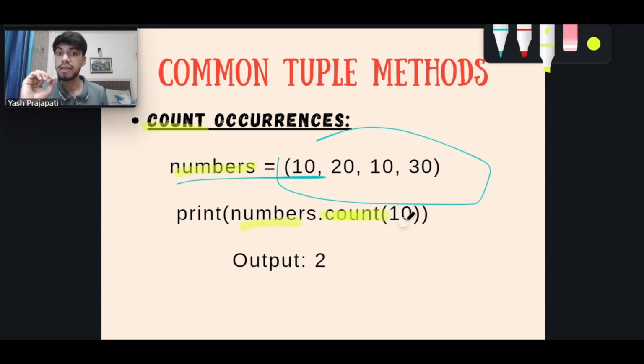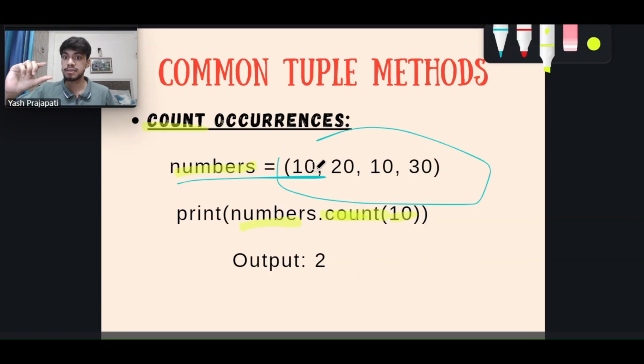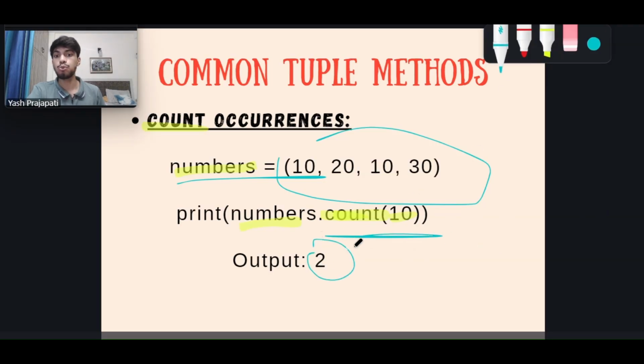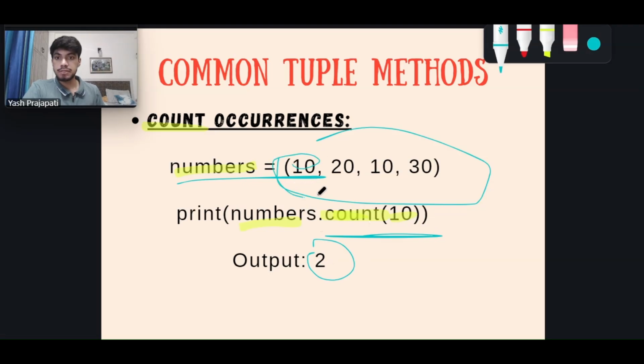What do we have to find? The count of occurrence of the element 10 in this variable. After using this method, we get the output 2, the 10 present here and the 10 present here. It will check the data in the tuple and tell you the output.